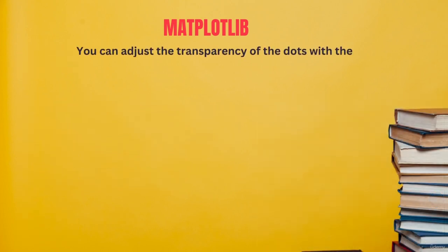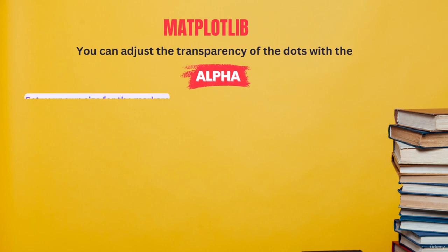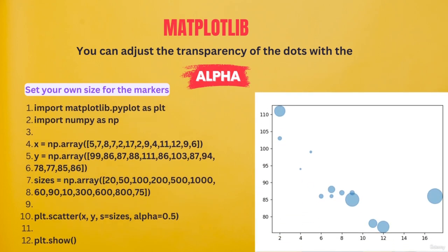You can also adjust the transparency of the dots with the alpha argument. Just like colors, make sure the array for sizes has the same length as the arrays for the x axis and y axis, as it is plotting a dot based on the x axis and the y axis coordinates. So keep maintaining that. Now set your own size for the markers with the help of this code. You can combine these properties to get the desired scatter plot.